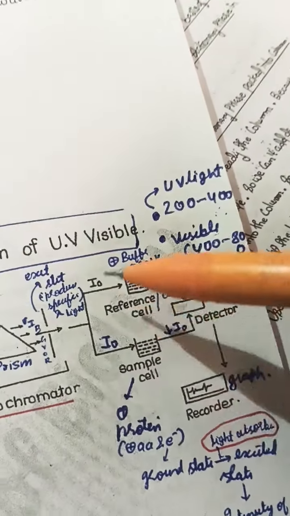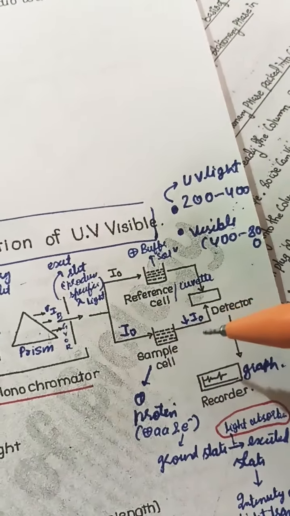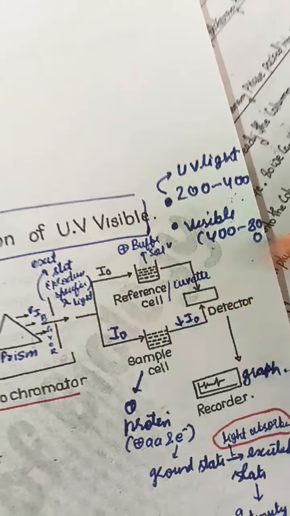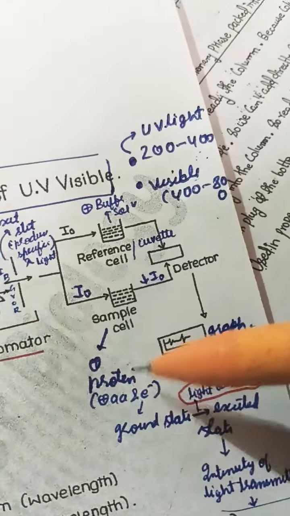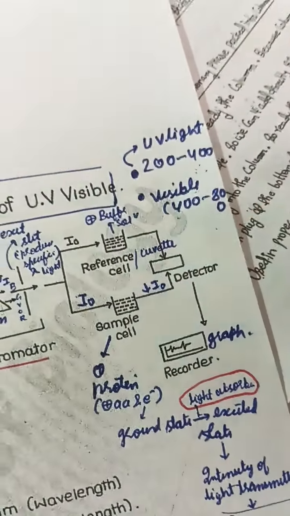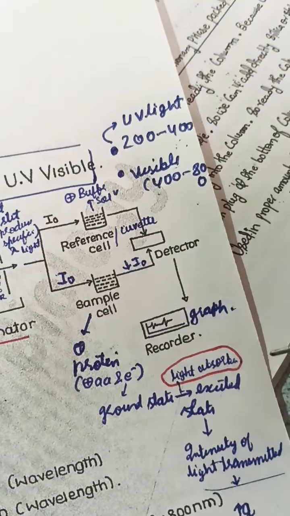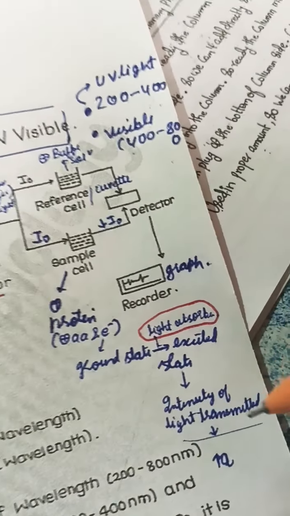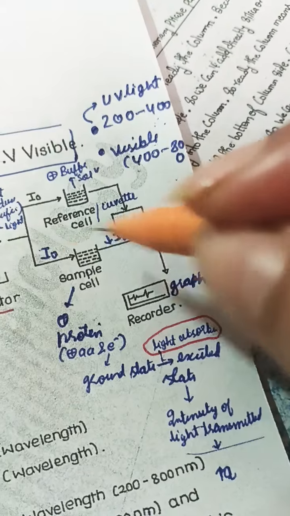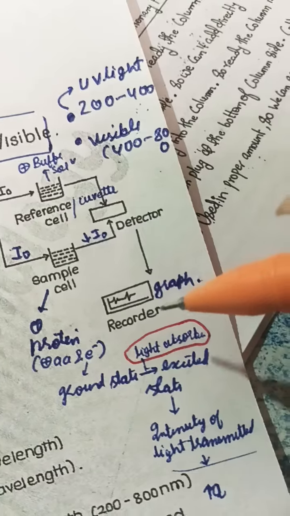But when the same intensity of light passes through the sample cell, it will produce lesser intensity light. Why? Because inside the sample cell there are proteins, and proteins are made up of amino acids, and there the electrons are also present. So electrons will absorb the light and go from the ground state to the excited state. Meanwhile, as they absorb the light, the intensity of light transmitted will be lesser than the previous one. This is detected by the detector, and then it is recorded on the graph.